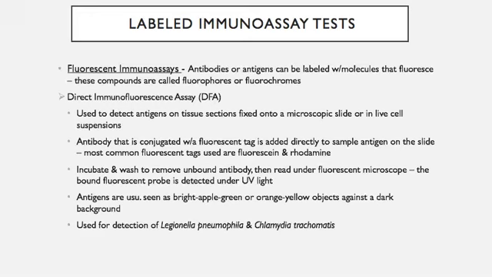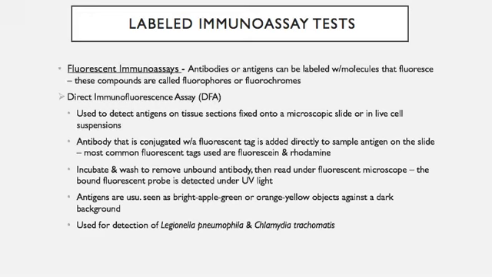Then fluorescent immunoassays, you've got antibodies or antigens that can be labeled with molecules that fluoresce. And then these compounds are called either fluorophores or fluorochromes. So you've got a direct immunofluorescence assay or DFA used to detect antigens on tissue sections that are fixed onto a microscopic slide or in live cell suspensions. The antibody that is conjugated with a fluorescent tag gets added directly to the sample antigen on the slide. Most common fluorescent tags used are fluorescein and rhodamine.